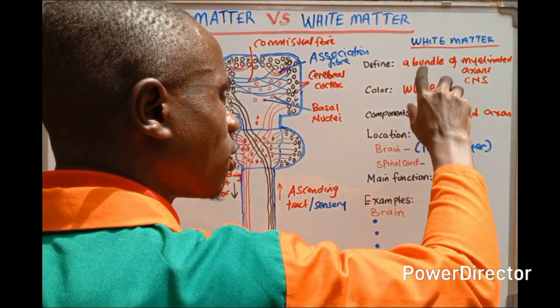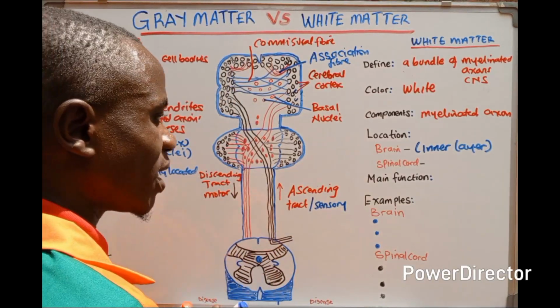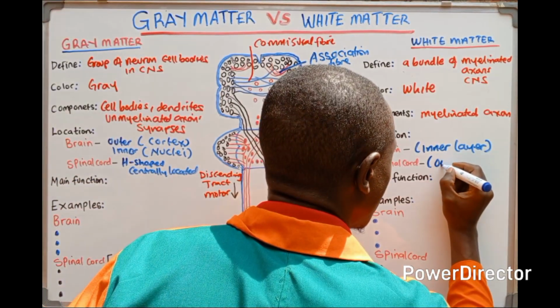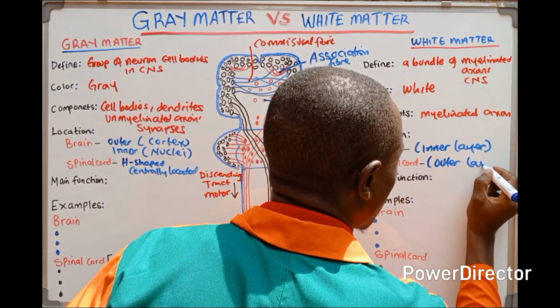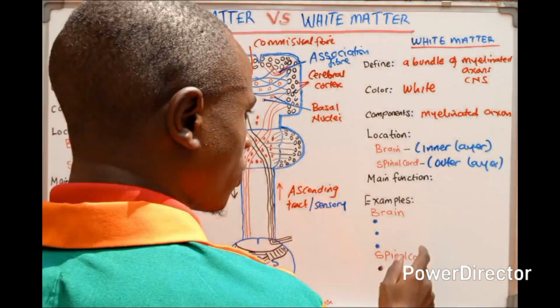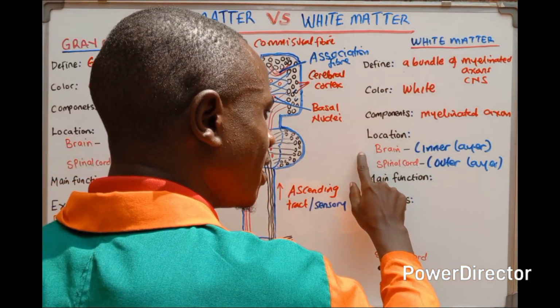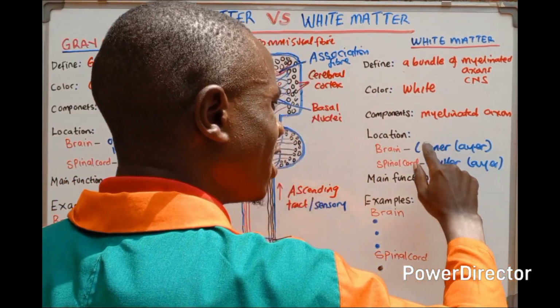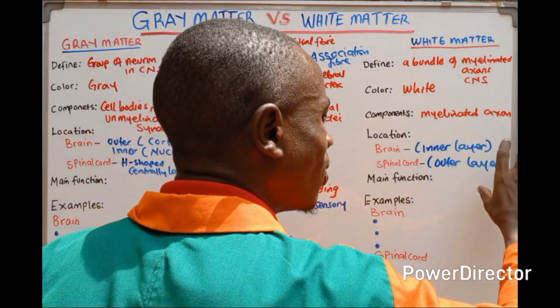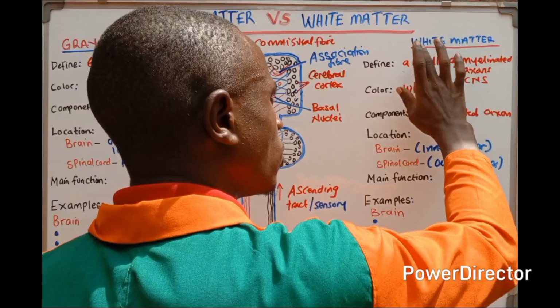When we come to the white matter location within the spinal cord, it's going to be located in the outer layer of the spinal cord. So that's the location of the white matter: within the brain, in the inner deeper layers, and in the spinal cord, within the outer layers of the spinal cord.